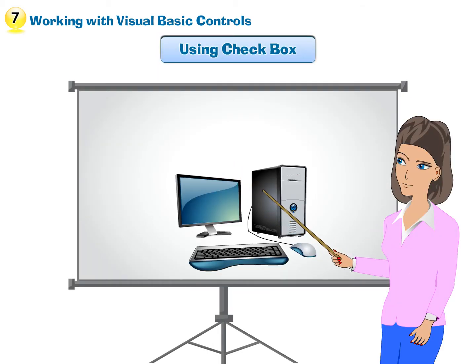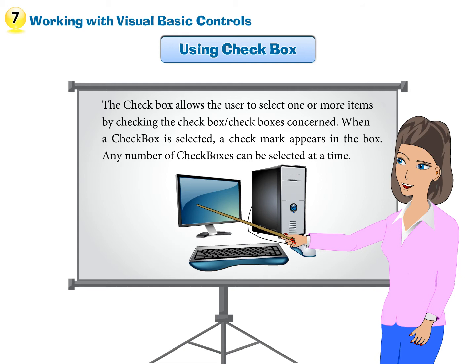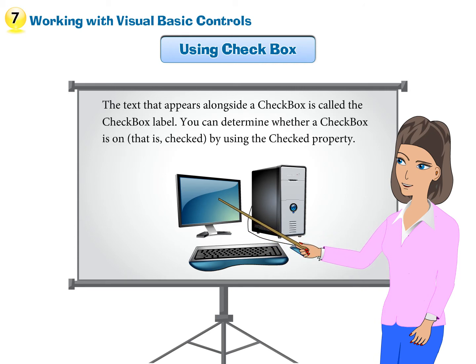Using checkbox. The checkbox allows the user to select one or more items by checking the checkboxes concerned. When a checkbox is selected, a check mark appears in the box. Any number of checkboxes can be selected at a time. The text that appears alongside a checkbox is called the checkbox label.